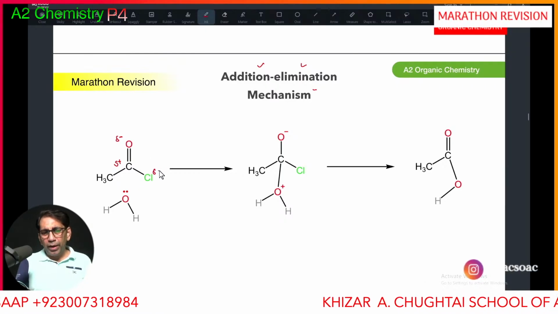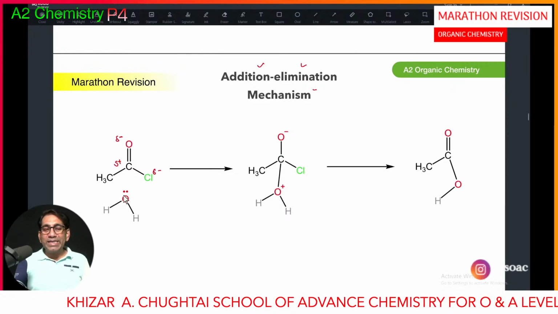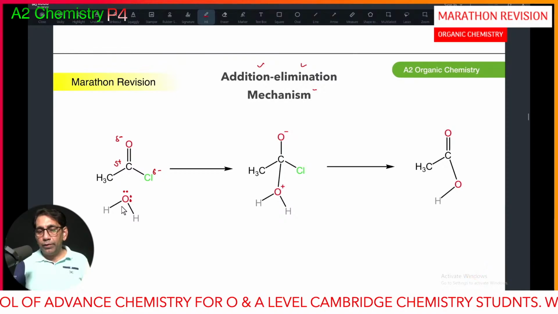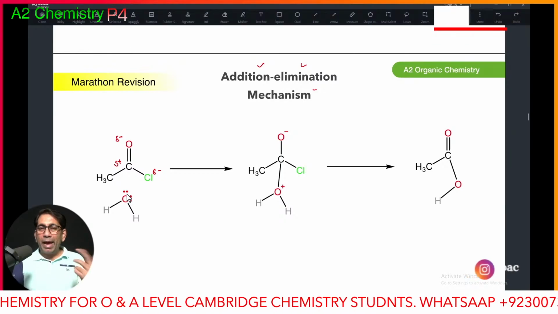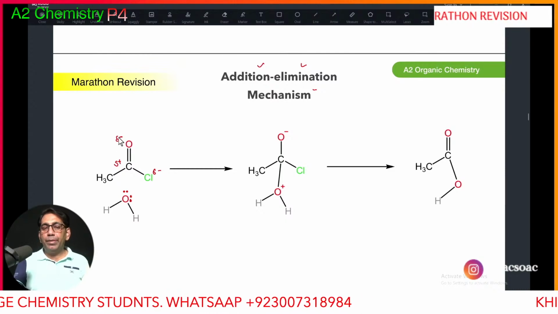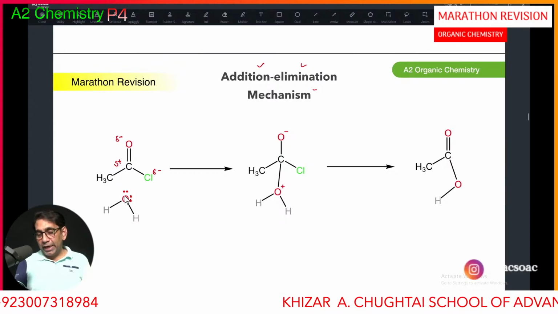Yes, you can mark partial negative over here as well. I mean, it will not be wrong. Now, the next thing is, there are two lone pairs on the oxygen atom. You will mark the lone pair. So in this mechanism especially, you will mark partial positive, partial negative, and the lone pairs on the oxygen atom.